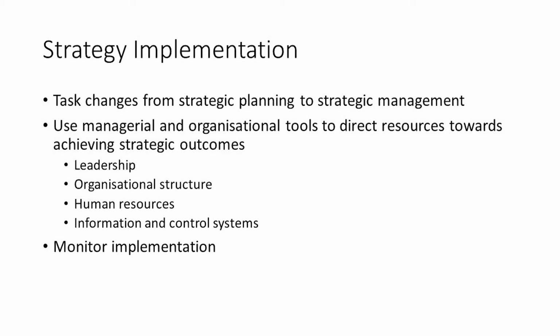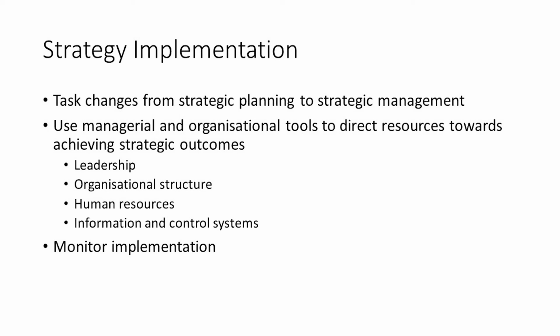Human resources relates to the employees and the human resource function of recruiting, selecting, training, transferring, promoting, and laying off employees to achieve strategic goals. Information and control systems include the reward system and pay incentives, the budgets for allocating resources, information technology systems, and the organisation's rules, policies and procedures. Changes in these systems represent major tools for putting strategy into action.